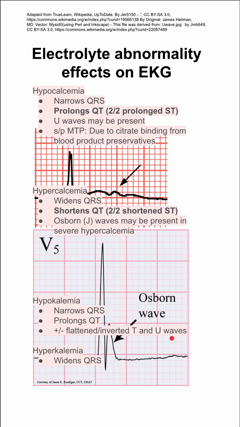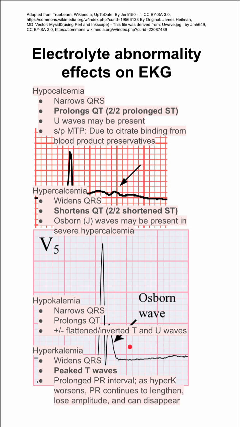Hyperkalemia is the last electrolyte abnormality on this slide. This widens the QRS, so more like hypercalcemia, and it also has peaked T waves. You can also have hyperkalemia after a massive transfusion protocol from the red blood cell breakdown and the release of intracellular potassium. In hyperkalemia, you'll have a prolonged PR interval, and as it worsens, your PR interval will continue to lengthen, lose amplitude, and can disappear completely. In very high levels of potassium, you'll end up with a sinusoidal EKG.